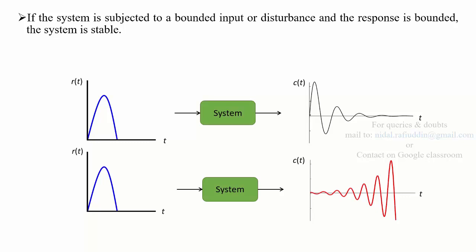Now, if the system is subjected to bounded input, we are talking about a stable system. If the system is subject to a bounded input or disturbance and the response is also bounded, then we say that the system is stable.